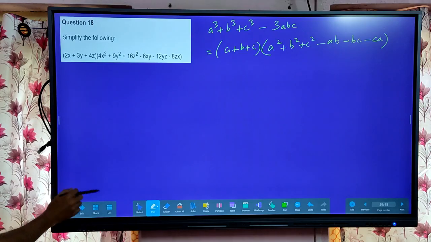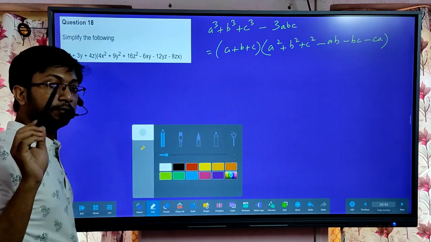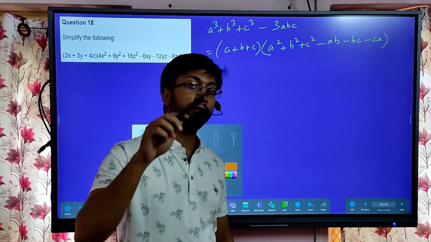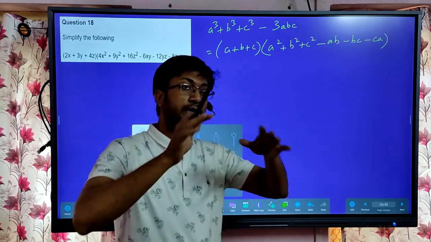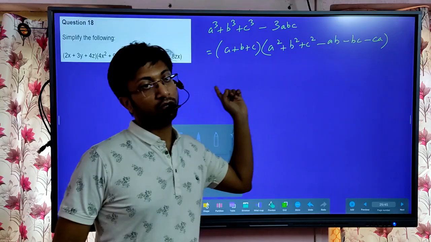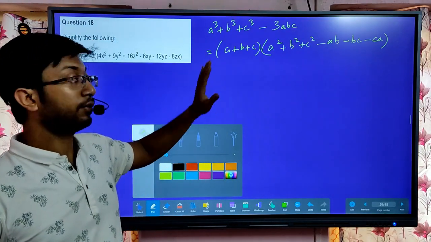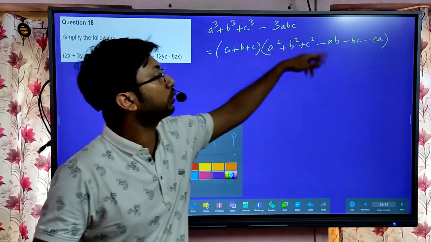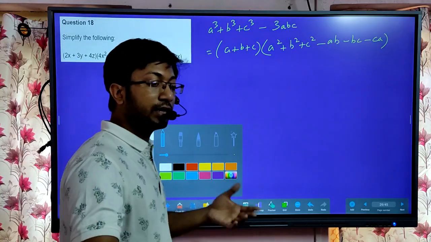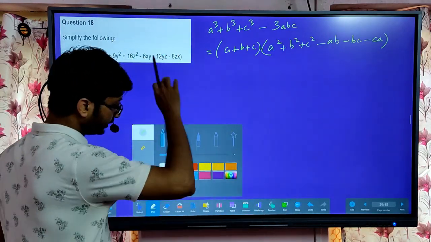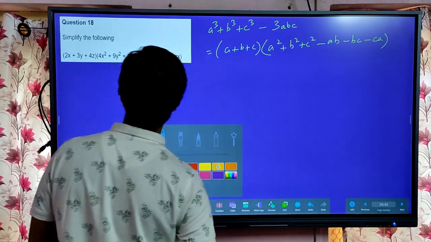Now, I have taught you a special case where if a plus b plus c is equal to 0, then a cube plus b cube plus c cube minus 3abc, the entire thing will become 0. Here it is not that. This case is not about the special case. This is about the general total formula. Application of the special case will come in the upcoming problems. But this is just the general formula which you have to remember. Now see how it is handled.